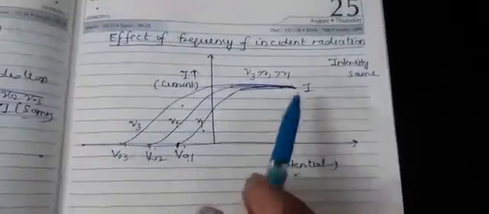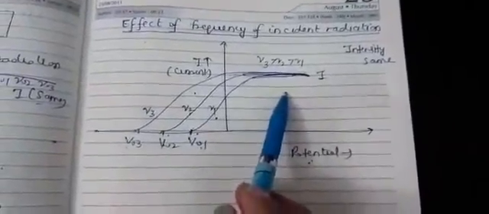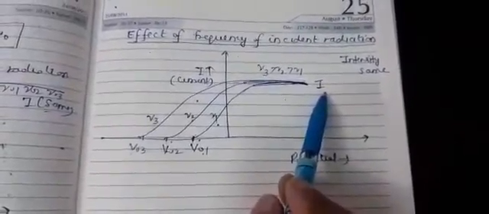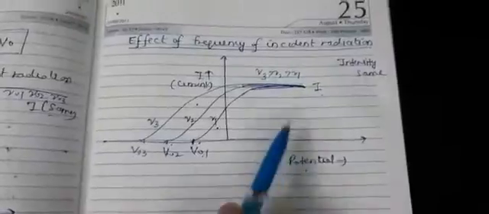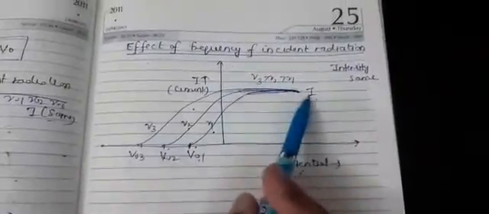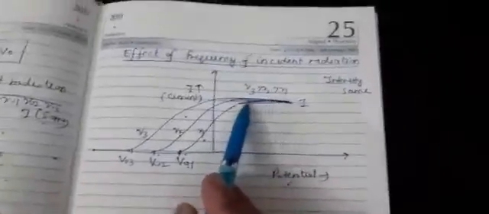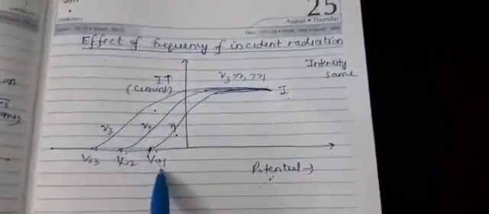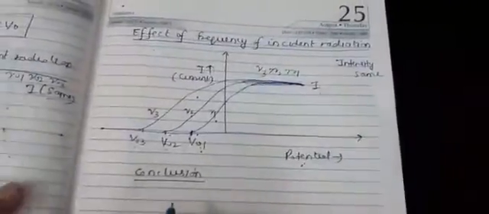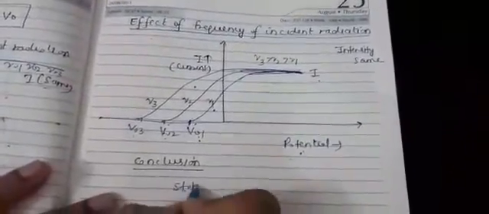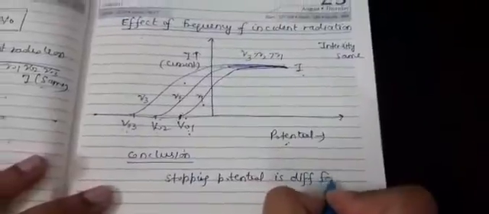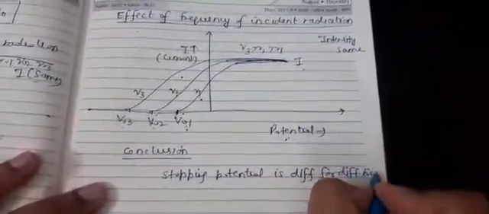So as we have taken in this graph, a very important point is that the intensity of incident radiation is kept fixed, and if we plot the graph between current and potential, the photoelectric saturation current will remain the same, but as we change the frequency, the stopping potential will be varying; it will be different. So what are the conclusions? That stopping potential is different for different frequencies.